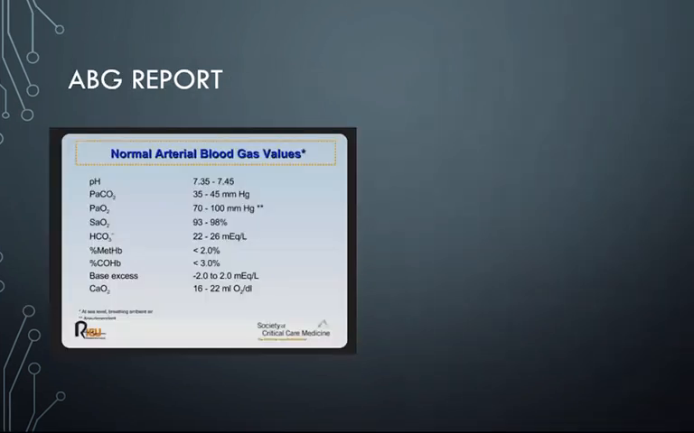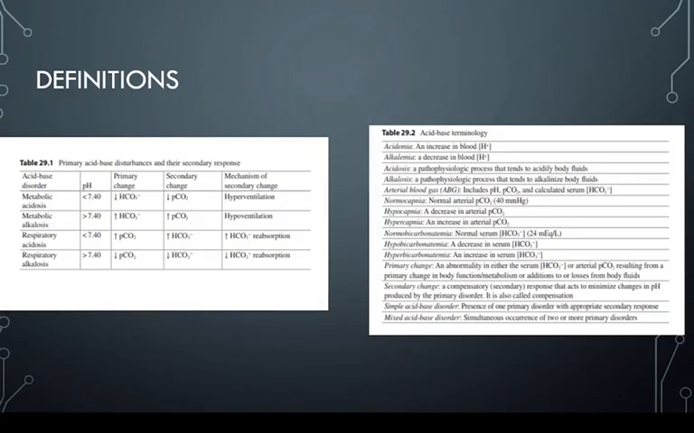Now, when you get an arterial blood gas report, you should know what the normal arterial blood gas values are. So these are the normal arterial blood gas values, and everyone is familiar with these normal values. Now we'll come to certain definitions. I'm just going through it to lay a foundation for the cases that we are going to discuss.